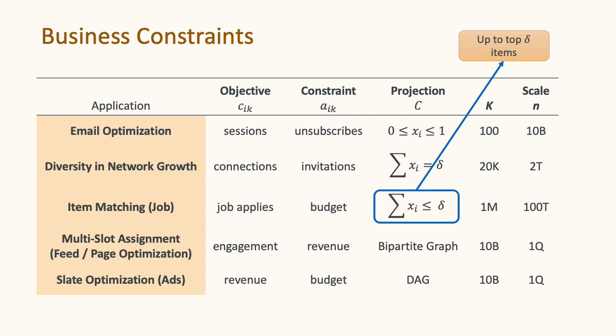Some marketplaces have a notion of budget. For example, ads and paid jobs typically have a daily monetary budget that they don't want the platform to exceed. In ranking formulations that honor such budget requirements, we use this third kind of constraint.